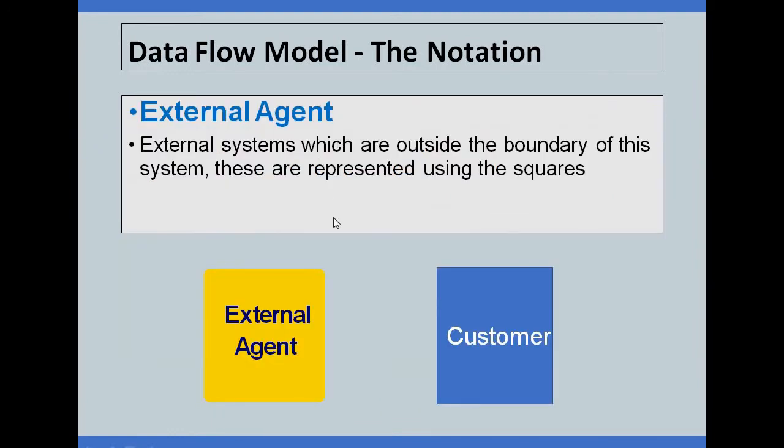Now, next is the external agent. External agents are systems which are outside the boundary of the system, and they are represented by the symbol of a square. This is the external agent, and this is the customer. So the customer may be an external agent or maybe an internal agent, but it is represented by a square symbol.